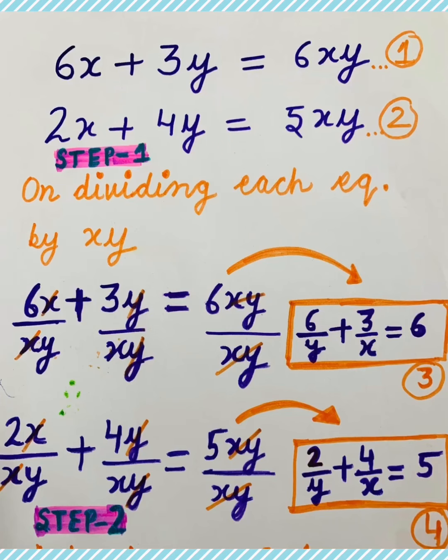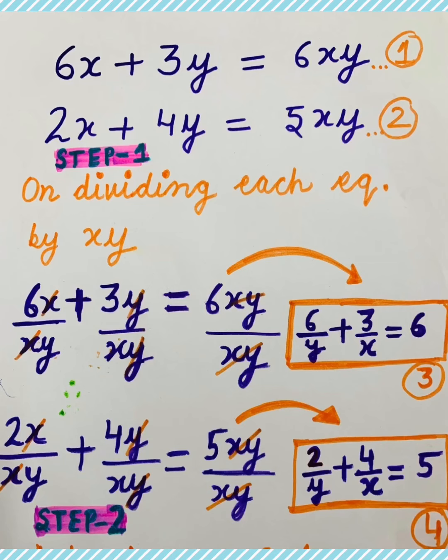Now children, I will divide each and every term of equation number 2 by xy. So 2x will be divided by xy plus 4y will be divided by xy equal to 5xy will be divided by xy. In the first term, 2x by xy, x and x will be cancelled. I am left with 2 by y. In the second term, 4y when divided by xy, y and y in the numerator and denominator will be cancelled, and I am left with 4 by x. Now children, equal to 5xy upon xy, xy will be cancelled, and I am left with 5 only.